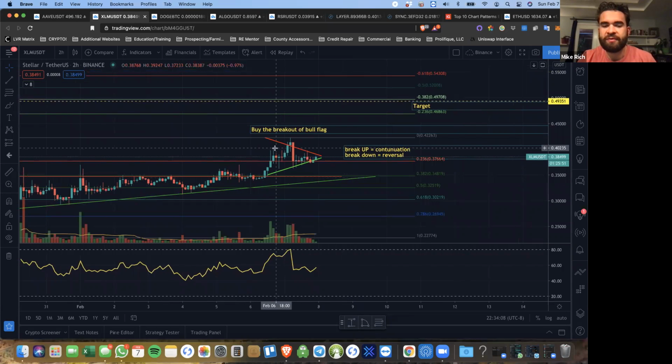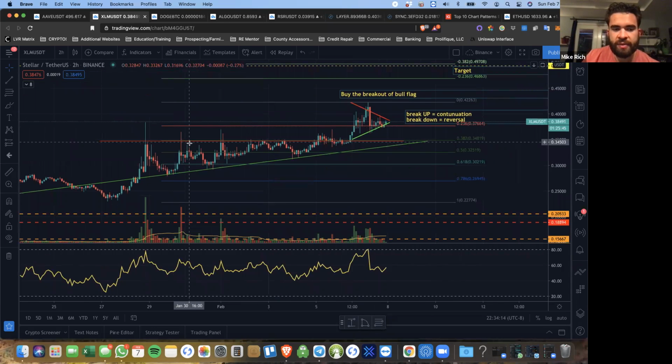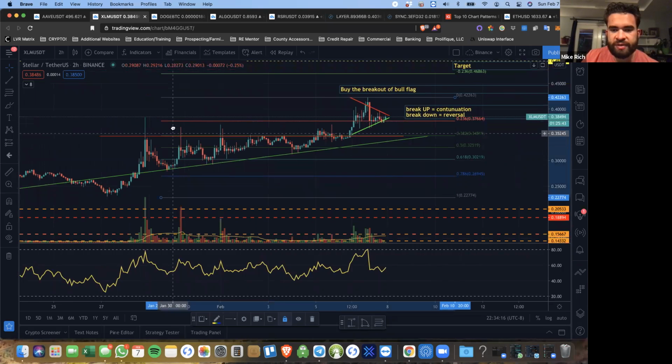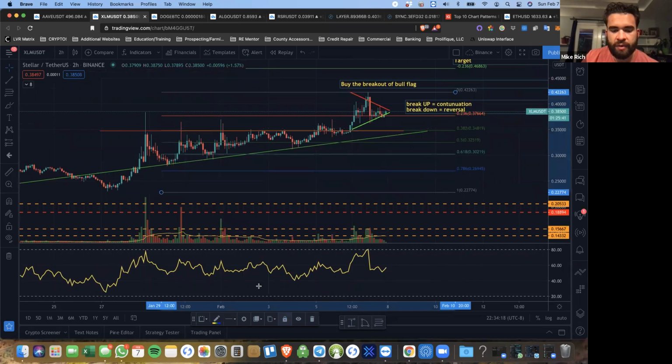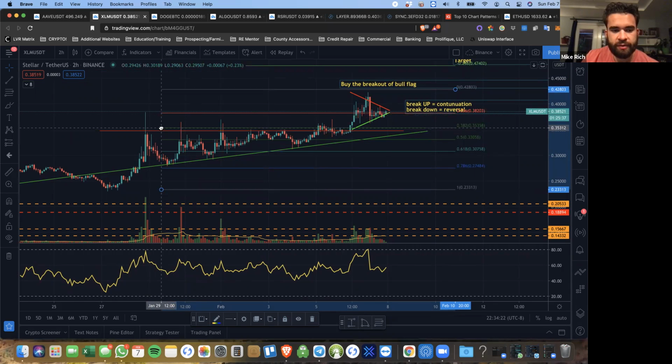This is just what I'm seeing from this little bull flag. Or actually, what I'm measuring is up to the top of this resistance of... oh shoot. See, that's why you want to lock your fibs. Look what I just did. Thank God I didn't move it too much.